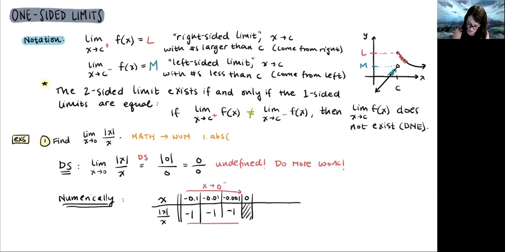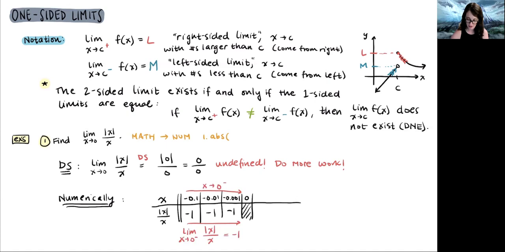The y values, what's going on here is, well, they're not getting closer and closer to anything, but they're just staying constant. And when that happens, that's the limit. So the y values here are approaching negative 1. So we would write the limit as x approaches 0 from the left-hand side, so with a minus there, of the absolute value of x over x, that is equal to negative 1.